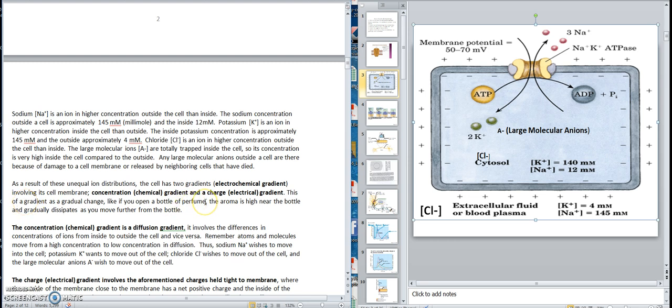Okay, let me put it like this. A gradient acts as a gradual change. Like if you open a bottle of perfume, the aroma is high near the bottle and gradually dissipates as you move further from the bottle. So this is a gradual change, whether it be in charge or concentration.